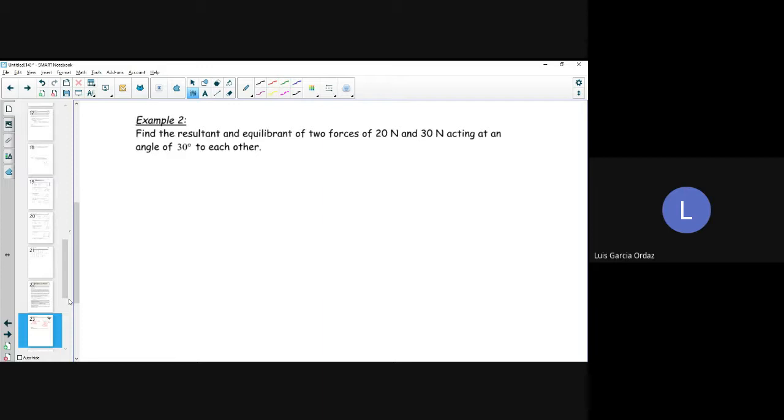So again, when I draw my diagram, this is going to be my tail. This is going to be my first force. Let's name this 20 Newtons over here. And this is going to be my next force over here, which is 30 Newtons. And in total, it acts at an angle of 30 degrees. Okay? So now I can complete my diagram.